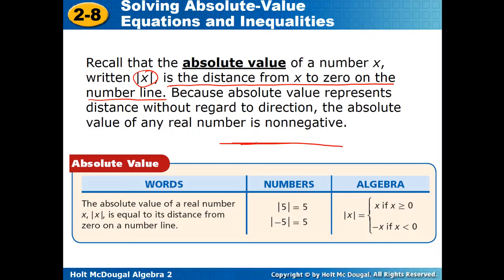So let's just make a little picture of this. 0, the absolute value of, let's say, 3, or our example here says 5, so we'll use that. The distance from 0 to 5 is also the same distance from 0 to negative 5. So when we're talking about absolute value, you need to keep in mind distance, all right? So the absolute value of 5 is equal to 5, but the absolute value of negative 5 is also equal to 5.